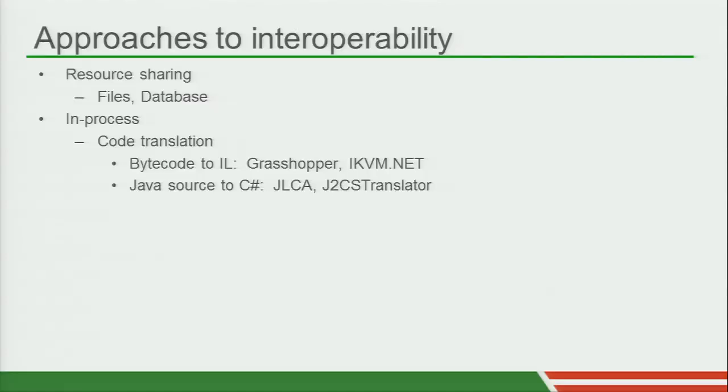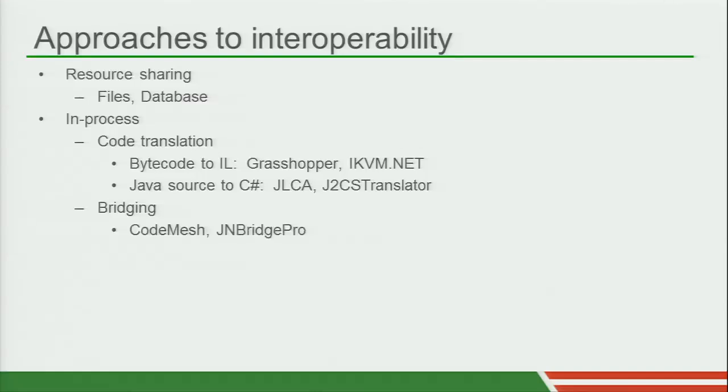We can also do source translation. Rather than at the binary level, we can do this with a .cs file or a .java file, and things like JLCA or J2CS translator and so on do this too, to varying degrees of success. Again, it's unlikely in any modern application today that you would literally be able to push the translate button and then just compile it in the other platform. Those days are probably long since gone.